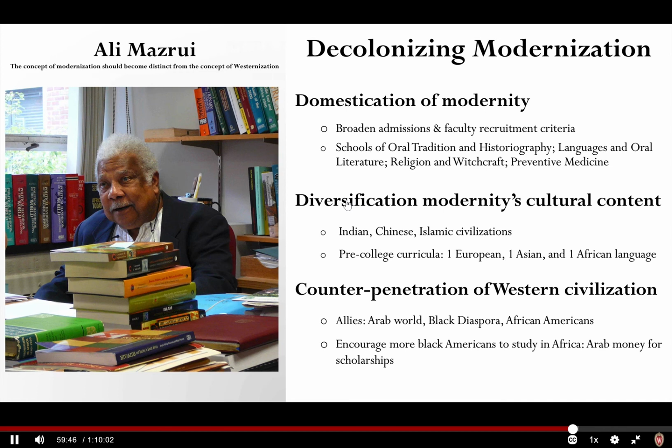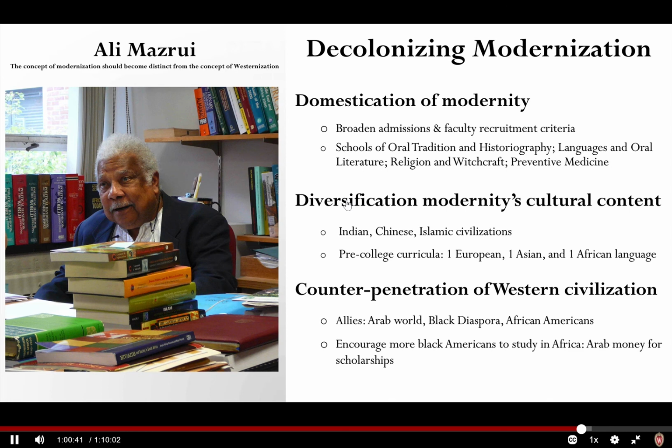And this speaks to what has been called indigenous knowledge, right? So let's identify people we know in our communities who are knowledgeable about life on the continent and in their communities, and let's bring them into the universities to teach and to share this knowledge with students. He also suggests that we need to expand our offerings, the curricular offerings, to include schools of oral tradition, languages and oral literature, religion and witchcraft, and preventive medicine. In other words, let's expand. The curriculum needs to include all the range of other knowledges that for now have not been accepted as valid in universities in Africa.